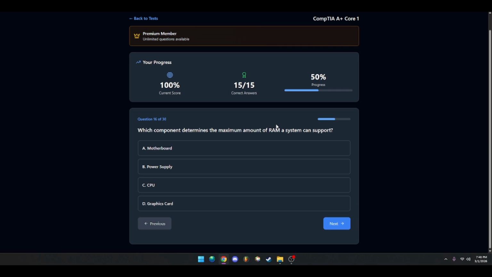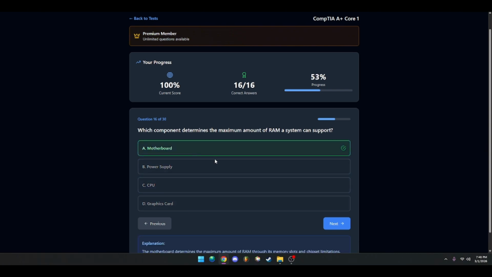Which component determines the maximum amount of RAM a system can support? Give you a moment to think about it. And the answer would be A, the motherboard. Obviously, the motherboard is where the RAM plugs into in any system. So there is a physical limitation in how much RAM can actually be plugged into the computer. So that would be A, the motherboard.